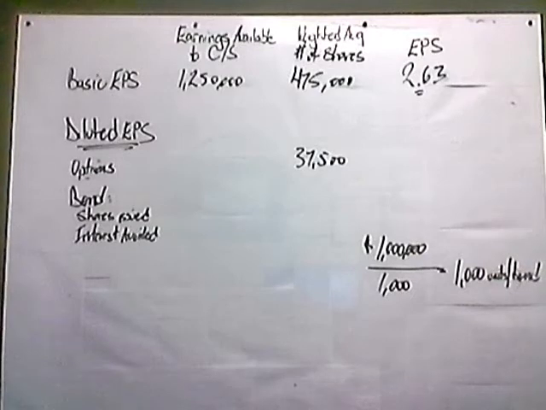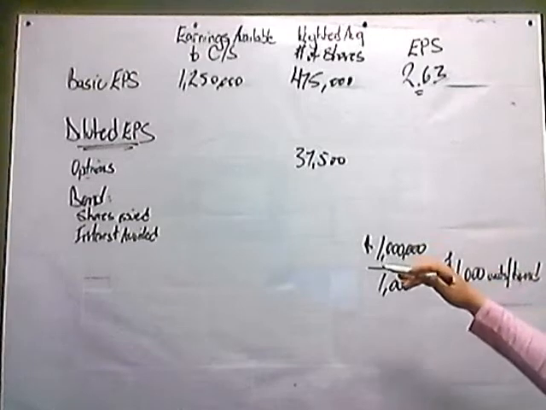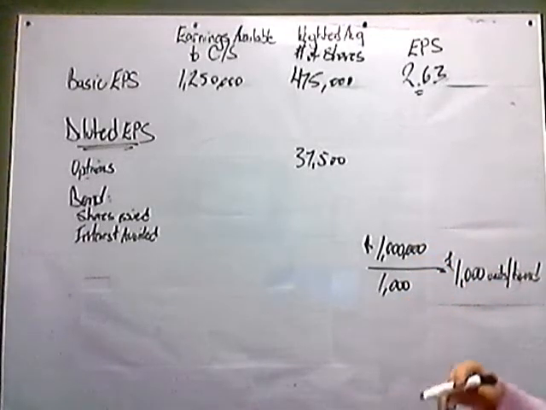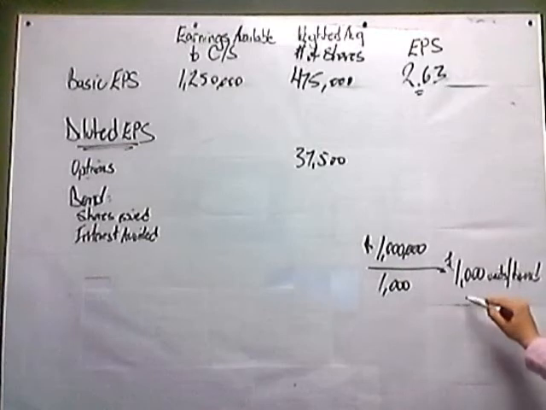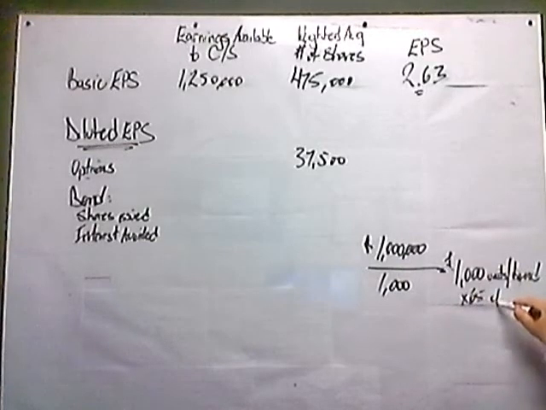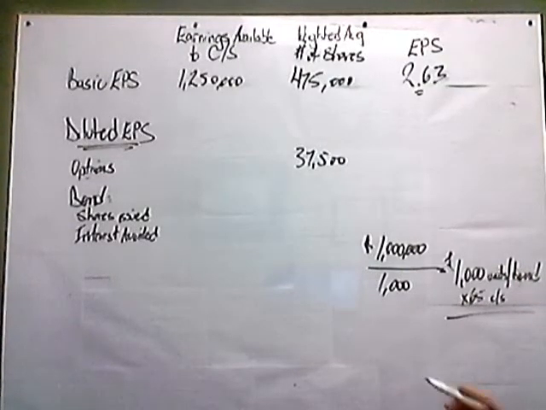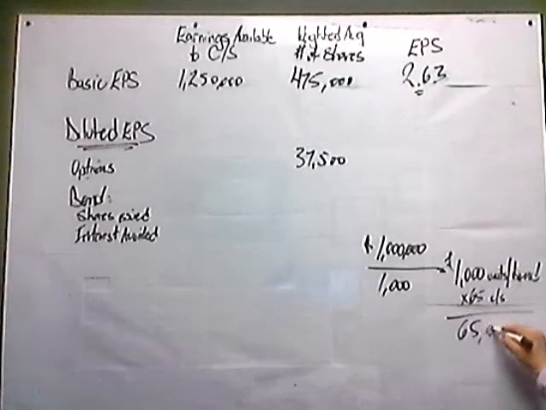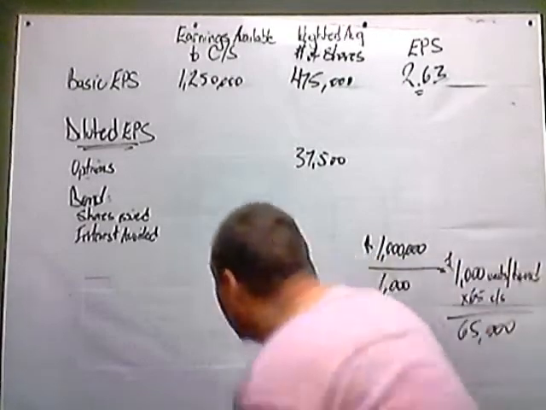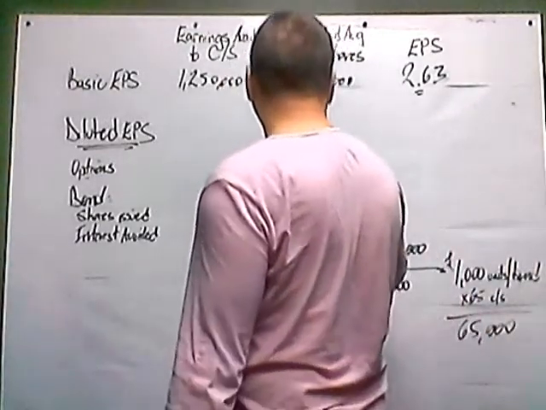Or actually gives us 1,000 $1,000 bonds. So from there, remember, every unit converts into 65 common shares. So 1,000 times 65 is 65,000 common shares. So what that's telling us is we're going to convert $1 million of bonds into 65,000 common shares. So we're issuing another 65,000 common shares.